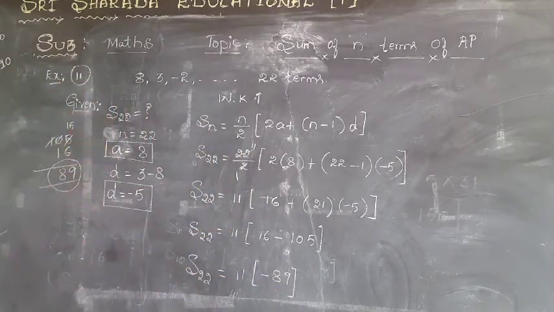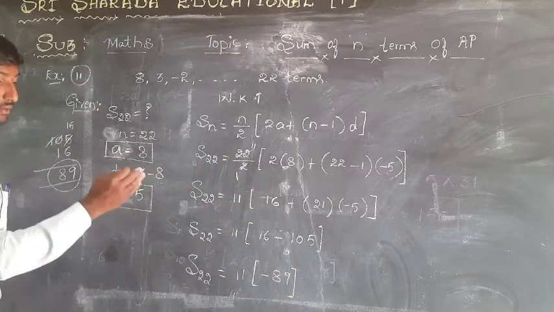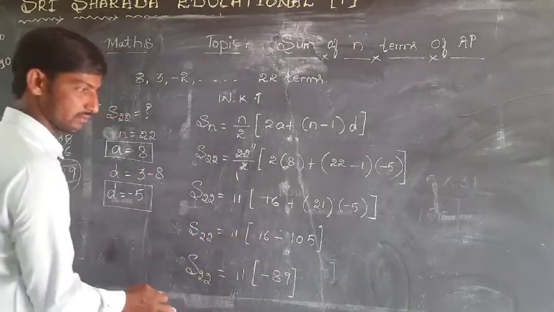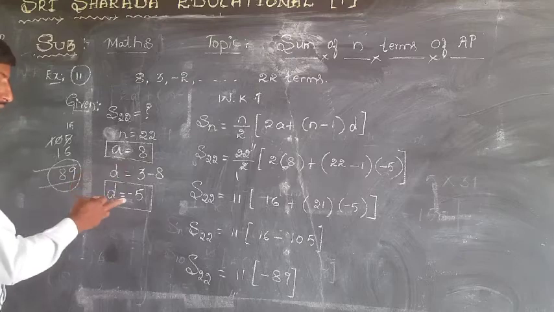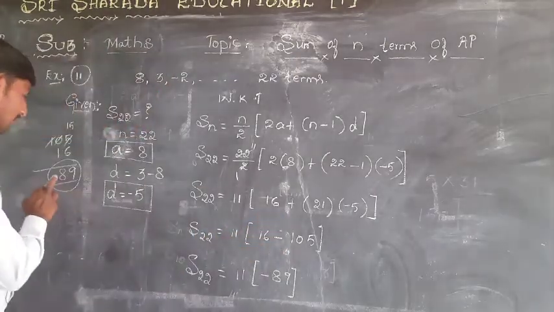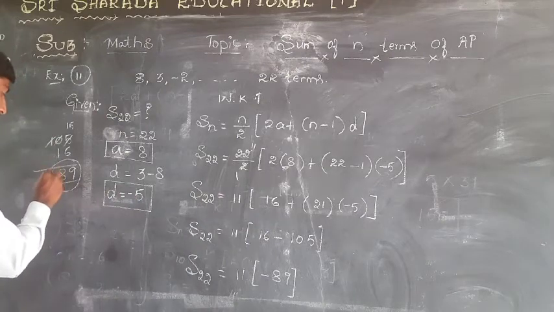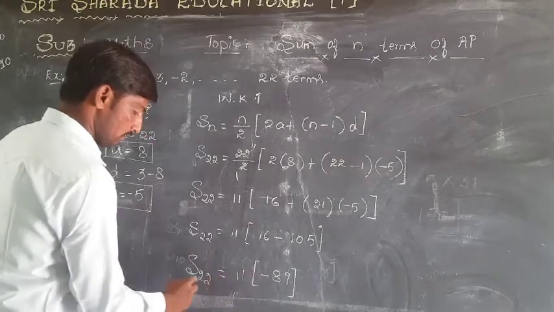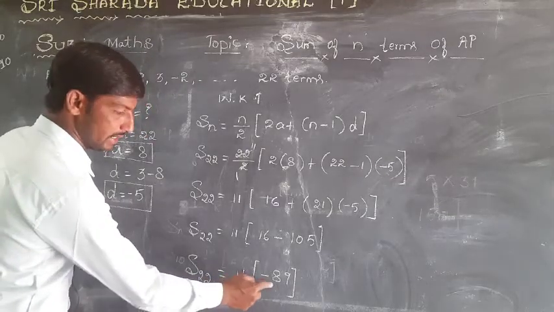So in this kind of problems we may go wrong. Why? Because signs are very important. Again, when we find the value of d and here we are subtracting, if you collect the plus sign, you will go wrong. It is a minus sign. So S22 is equal to 11 of minus 89 I got.